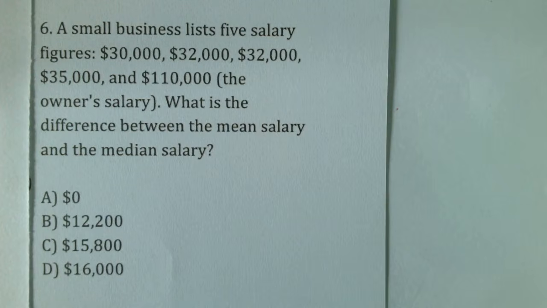So what do you think? Is the answer going to be A, 0, B, 12,200, C, 5,800, or D, 16,000?